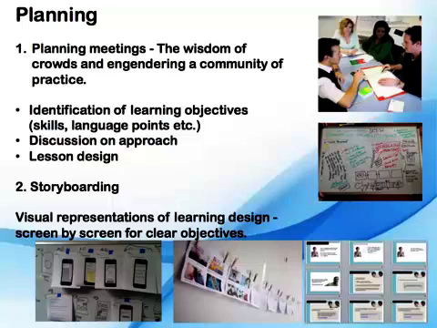In these meetings, there's the possibility of an identification of the learning objectives, skills, language points, etc. A discussion on approach and a discussion on the lesson design as well. Of course, when you bring in professionals of a number of different disciplines, they can give their ideas as well, and any e-learning specialist can then try to synthesize those in a way that fits the learning process the best.